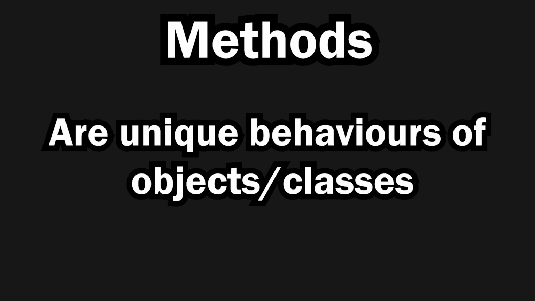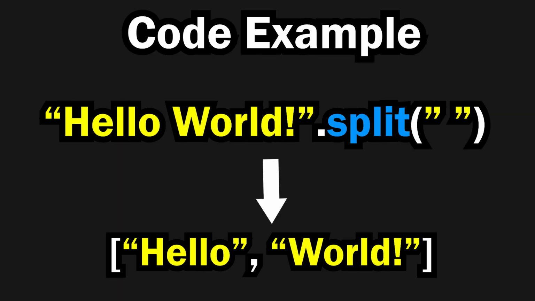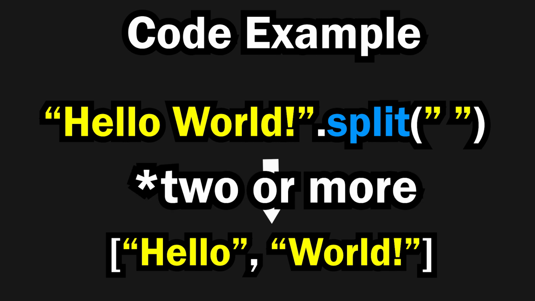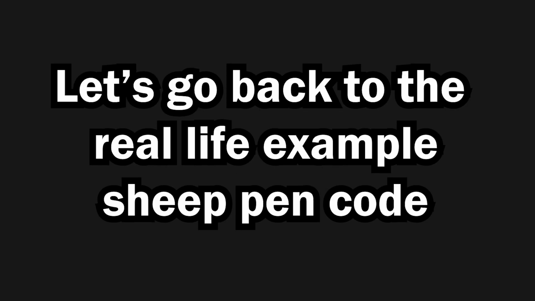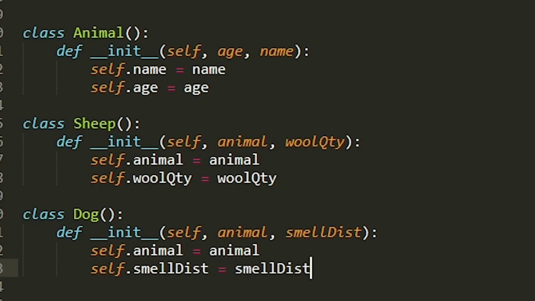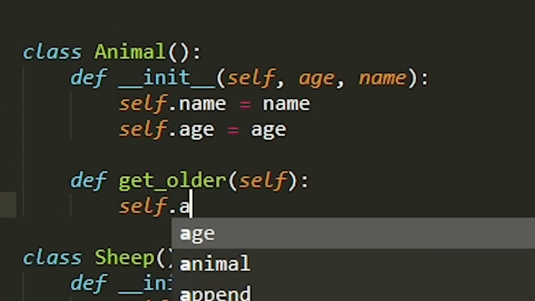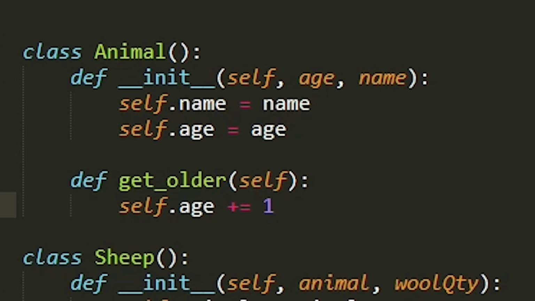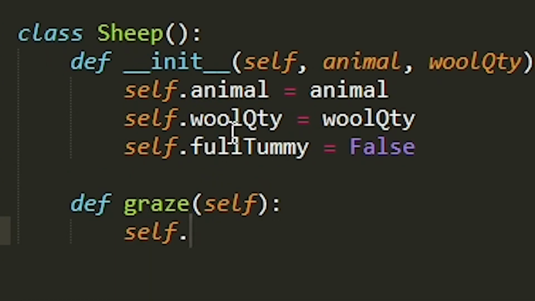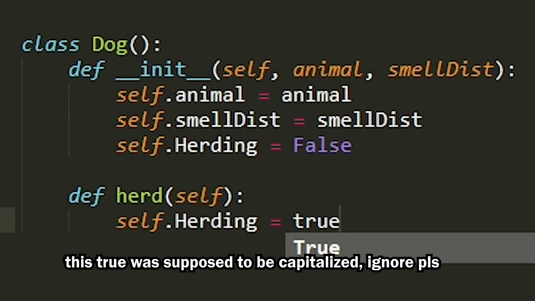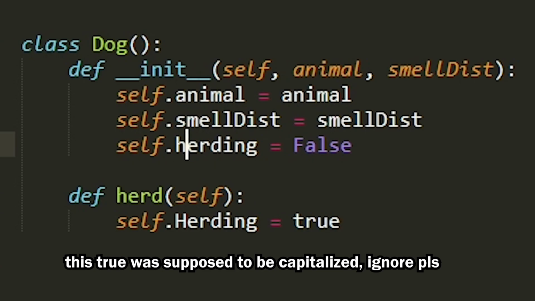Methods are just unique behaviors to an object or class. For example, strings have a method called split that allows you to split the string into 2 at a specific point in the string. Let's continue our real-life example to get a grasp of this. We have our animal class, sheep class, and dog class. Let's give them each a unique behavior. Each animal will get older, so we can add a new function to the animal class called getOlder that will add 1 to the age. For our sheep, we can add a graze function that has them search for food and fill their tummies. And for our dog, we can add a herding function that keeps all our sheep at bay.